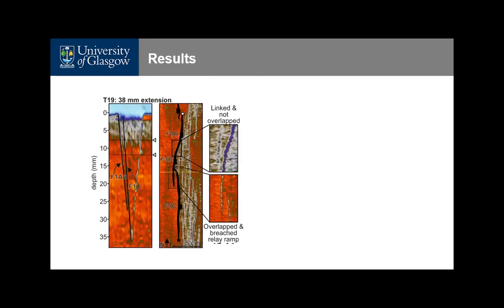Then we're going to go to 38 millimeters of extension. At this time, the entire fault is completely linked, and the first two segments are hard linked. The bottom two segments are also hard linked because we have a breached relay ramp, which you can see right here, where this fault segment and that one actually breach each other.